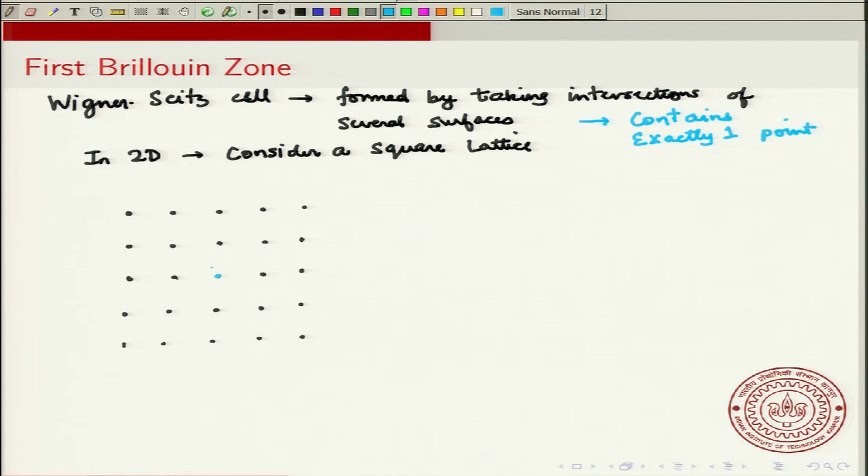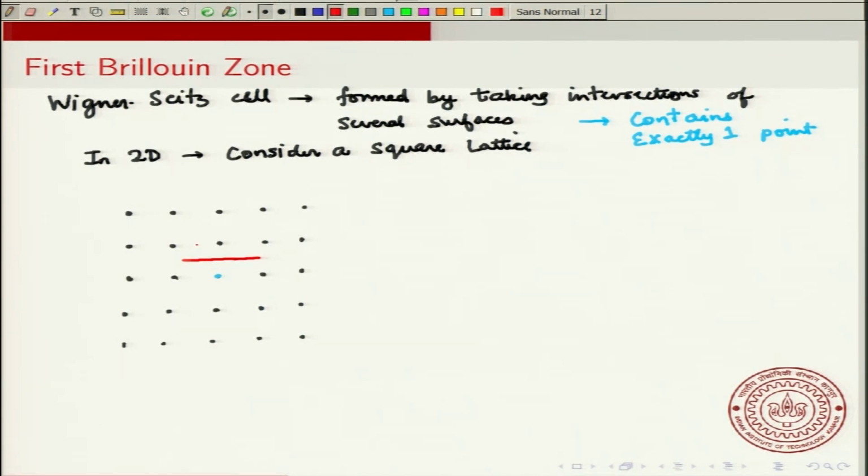Suppose you take this point to the center, then you see that its closest neighbors are these atoms. Now if you take this segment joining the center atom to its nearest neighbor, and you bisect it with a line. In 2D, it is just a line. You will get something like this.